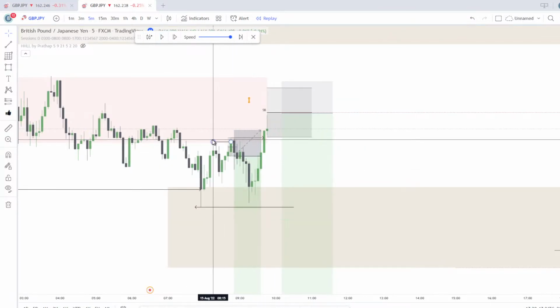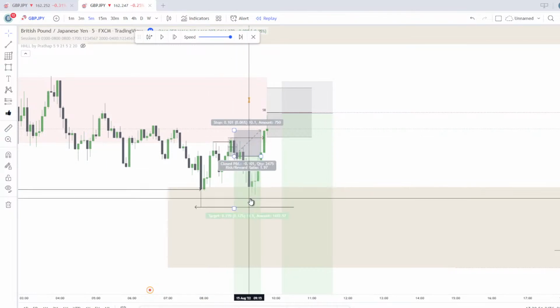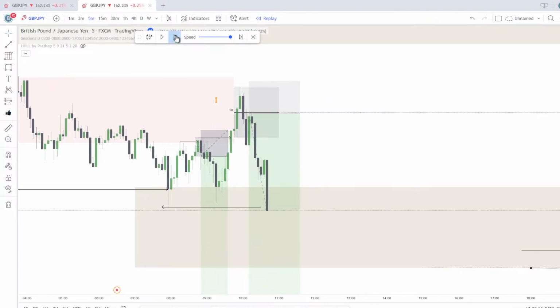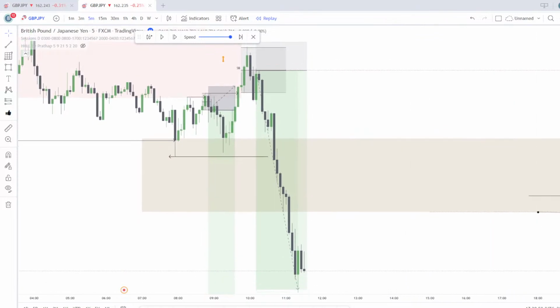So here I had to tap into my zone on the 5 minutes. I had my range created. It took me out at break even. Then I found my new entry, got in, and it ran for a 10R here. Beautiful. I actually called it.